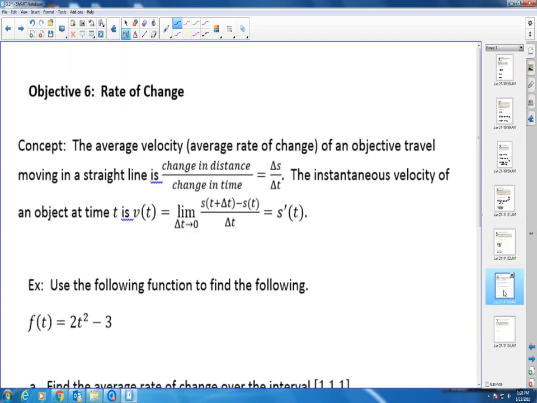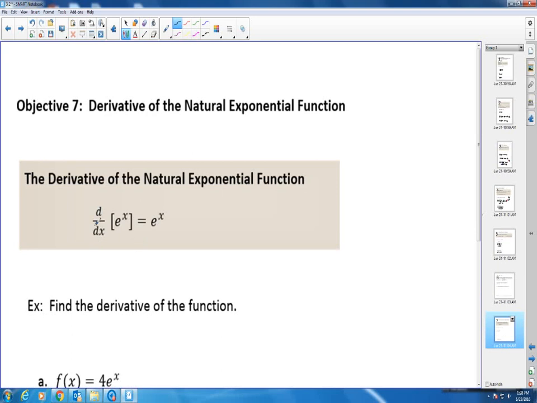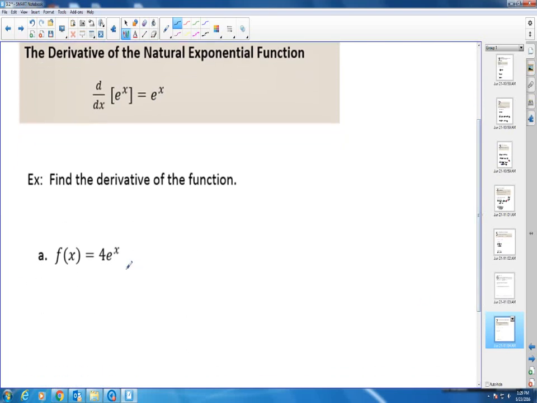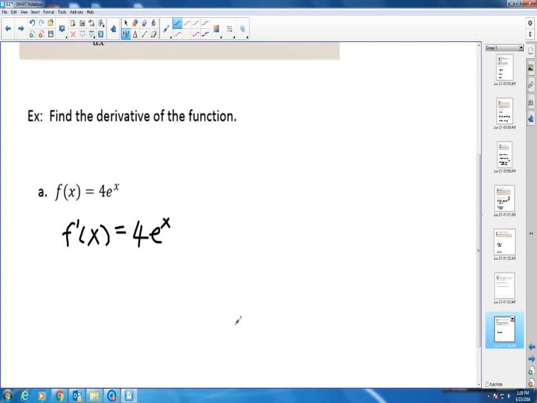Before I do the rate of change, I want to look at one more rule here. The derivative of e to the x with respect to x. This is one where we can take the derivative of a function and it will still equal itself. So if I have a function f of x equal to 4 times e to the x, the derivative of my function will still be itself. So that will be 4 times e to the x, because technically I can factor out the 4 as a constant. So the derivative of e to the x is still going to be e to the x.